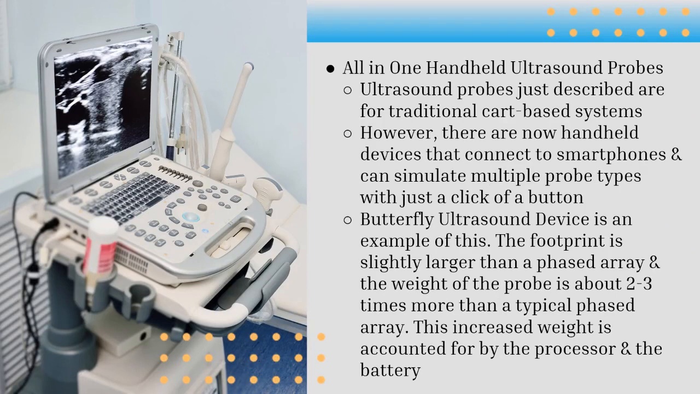All-in-one handheld ultrasound probes. The ultrasound probes just described are for traditional cart-based systems. However, there are now handheld devices that connect to smartphones and can simulate multiple probe types with just a click of a button. The Butterfly ultrasound device is an example of this. The footprint is slightly larger than a phased array, and the weight of the probe is about 2 to 3 times more than a typical phased array. This increased weight is accounted for by the processor and the battery.